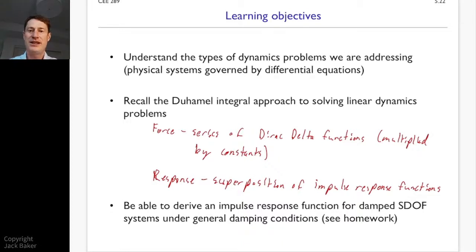Okay, so there are some basics of dynamics, hopefully a useful review for those of you who've seen it before, or maybe an introduction for some folks. And that should give you a foundation for looking at random vibrations problems down the road.